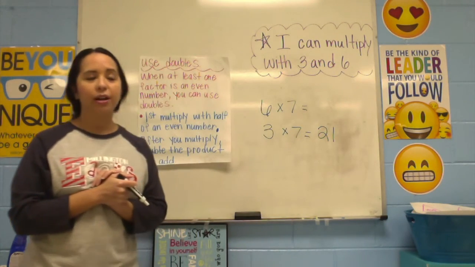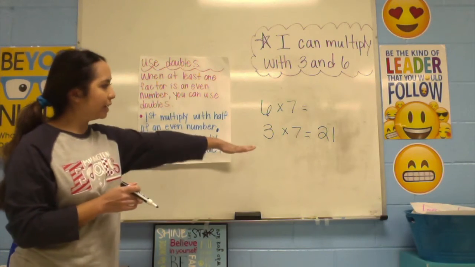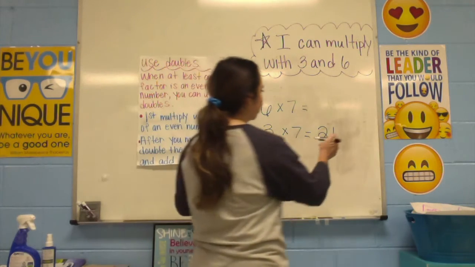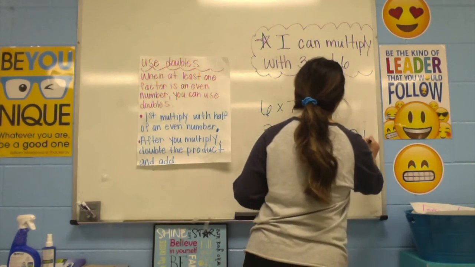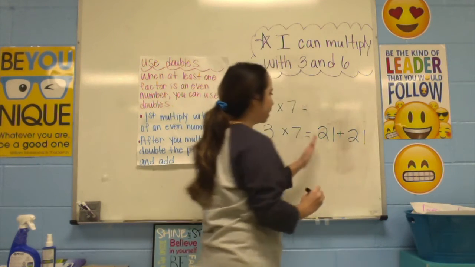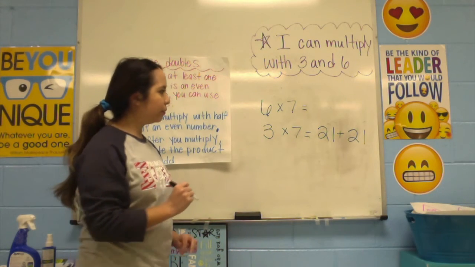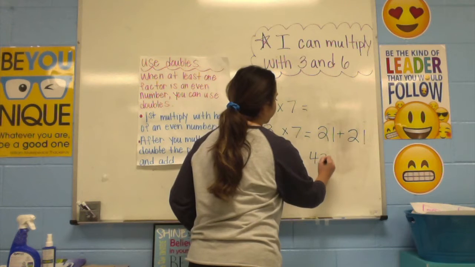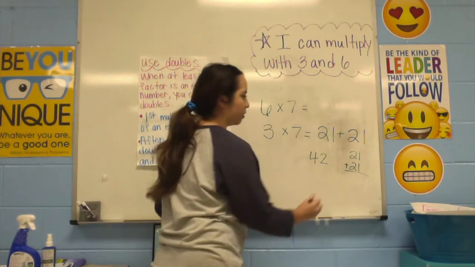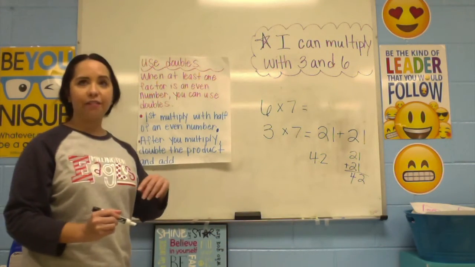Now watch what you do. Remember, this is called the doubles strategy. You take your answer and you double it. You write the same number, and then you add the two numbers. 21 plus 21 is 42. Of course, you can line up the numbers vertically to add as well. So therefore, boys and girls, 6 times 7 is 42.